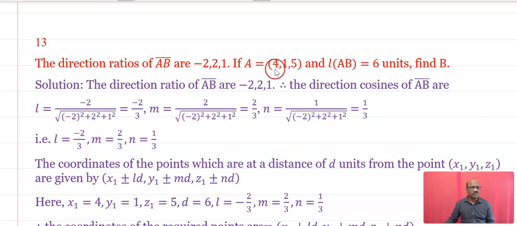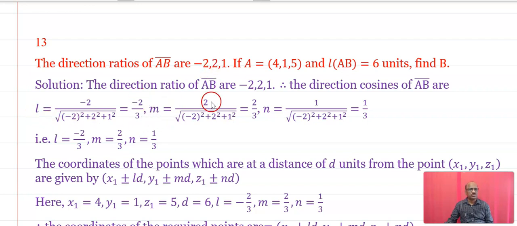If A is (4, 1, 5) and the length of AB is 6 units, find B. The direction ratios of AB are -2, 2, 1. The direction cosines of AB are l = -2 upon root of (-2) square plus 2 square plus 1 square. This total is 9, root of 9 is 3, and therefore l = -2 by 3.